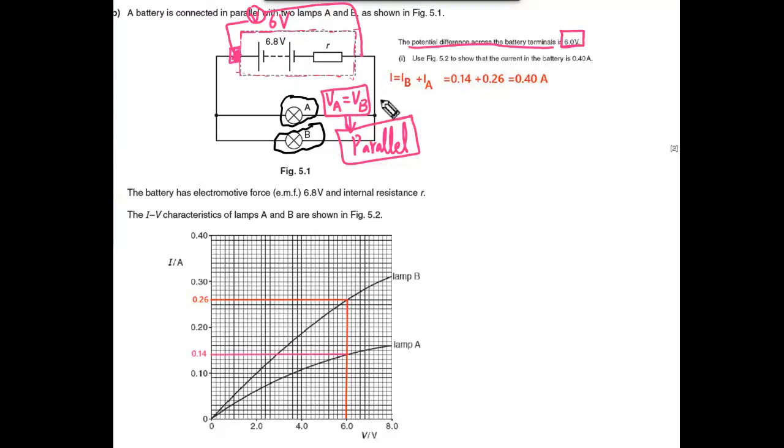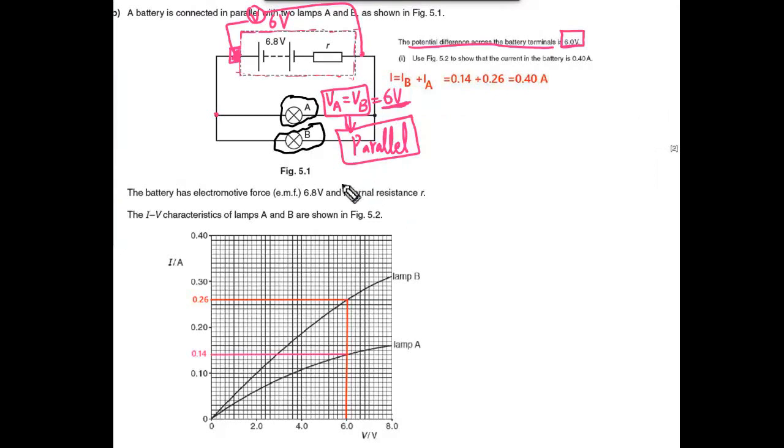Now it means that VA and VB are also equal to 6 volt. So it doesn't matter if I attach the voltmeter here and here, or here and here, I will get 6 volt. Okay, if this point is clear, we will get 6 volt.